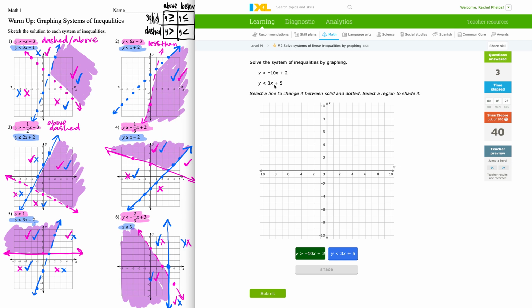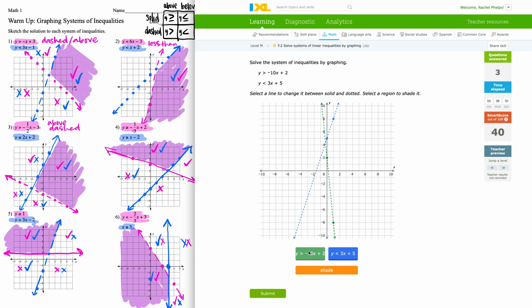Here we have two regular type inequalities. Green is coming first. We're starting at 2. Our slope is -10. It's going to be dotted. The blue line starts at the number 5. The slope is 3. It's also going to be dotted. Now where do we shade?